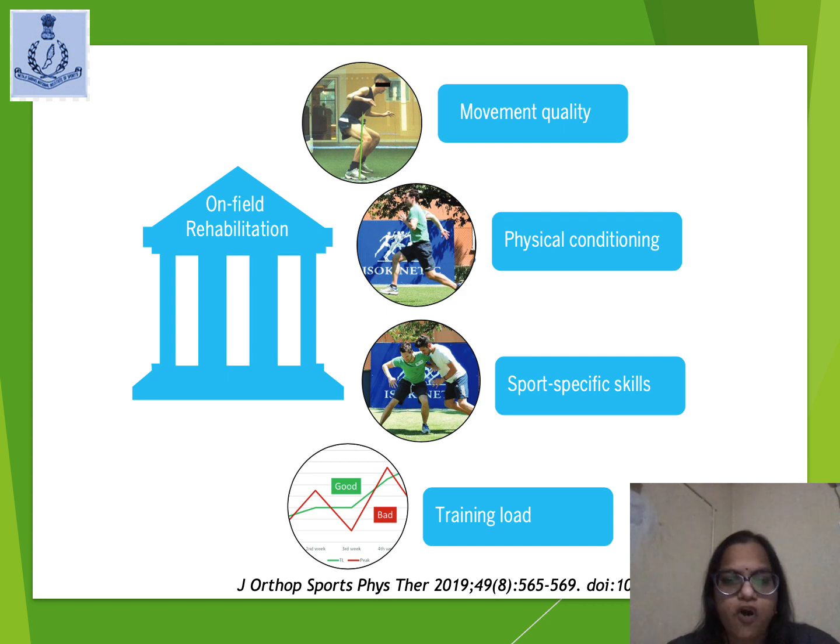The 4 pillars of on-field rehabilitation are improving movement quality and learning correct techniques, correct movement patterns, progressing from linear movements to multidirectional movements. Then second one is improving fitness by physical conditioning exercises and training. Then moving to practicing and enhancing sport-specific skills and progressing to practice simulations. And finally, optimum training load and progressive increase in loading.